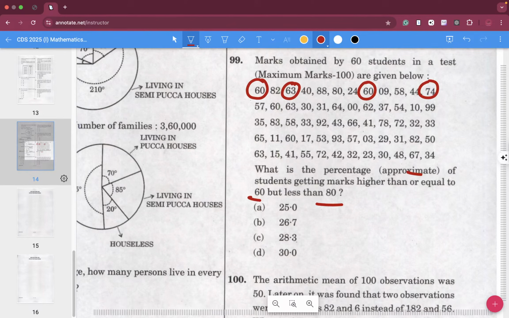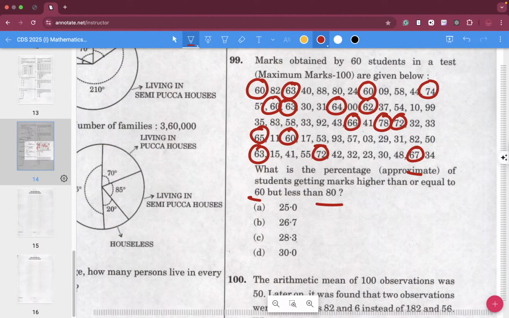1 2 3 4 5 6 7 8. Then nothing from here. 9 10 11 12 13, 14, you have 15 and 16. Did you miss any other number over here? They have given the marks obtained by 60 students in a test, maximum marks are 100, given below. So these are the marks over here given below.